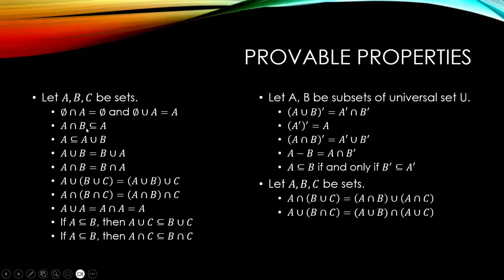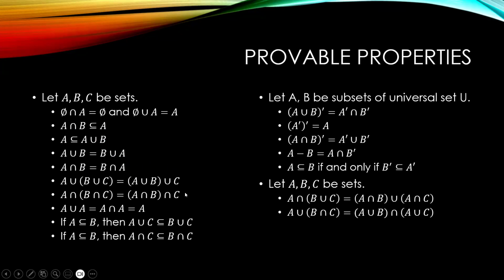We know that A intersect B is always contained in A, and it's also contained in B. A is a subset of A union B. A union B is equal to B union A. A intersect B is equal to B intersect A.